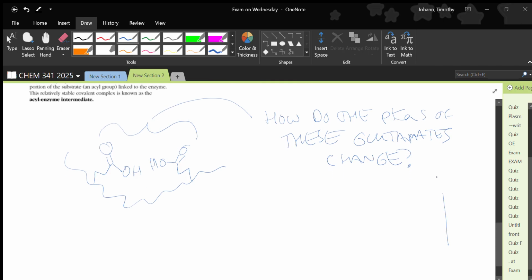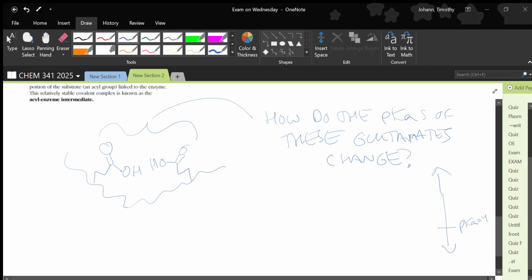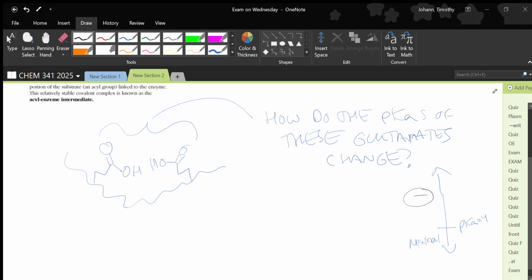So let's go ahead and just really quickly draw up here. Glutamate's usually got a pK of 4-ish, okay? And so below the pK, what form is going to be present? Neutral. And what's going to be present above that? Negative. Okay, it's going to be negative up there. So which of those forms is going to be favored if I've got two glutamates next to each other? The neutral form, right?